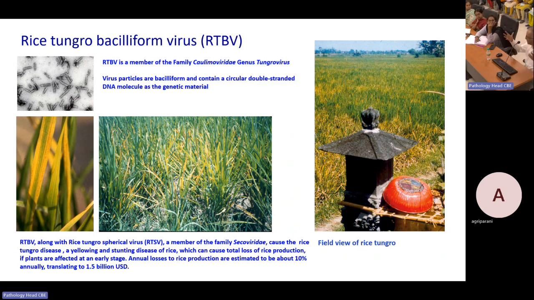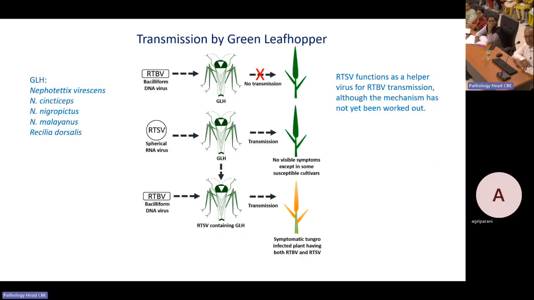Currently these two viral losses average about 10%. Because it is present worldwide, in South Asia as well as Southeast Asia, the actual losses are billions of US dollars. So this is the transmission part. It is transmitted by an insect known as the green leafhopper. We call it GLH, and there are several species: Nephotettix virescens, Nephotettix nigropictus, Nephotettix malayanus, and Recilia dorsalis. All these insects participate in transmitting both viruses, rice tungro spherical as well as bacilliform virus.